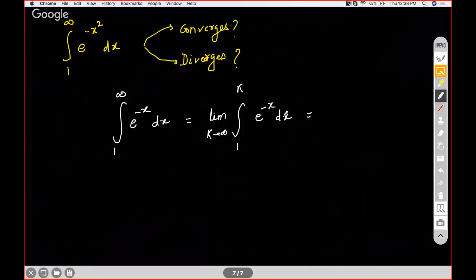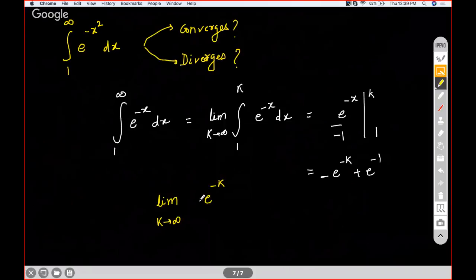Okay. So this will be e to the power minus x by minus 1, from k to 1. So that will be e to the power minus k negative plus e to the power minus 1. Correct. Now the limit of this as k tends to infinity.